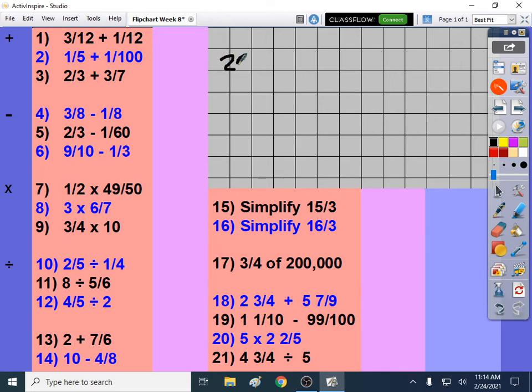Question 20. 5 times 2 2/5. Can we do this in our heads while I'm writing it? I don't know. 5 times 2 2/5. 5 times 2 is 10. 5 times 2/5 is 10/5, which is 2. I think that'd be 12.